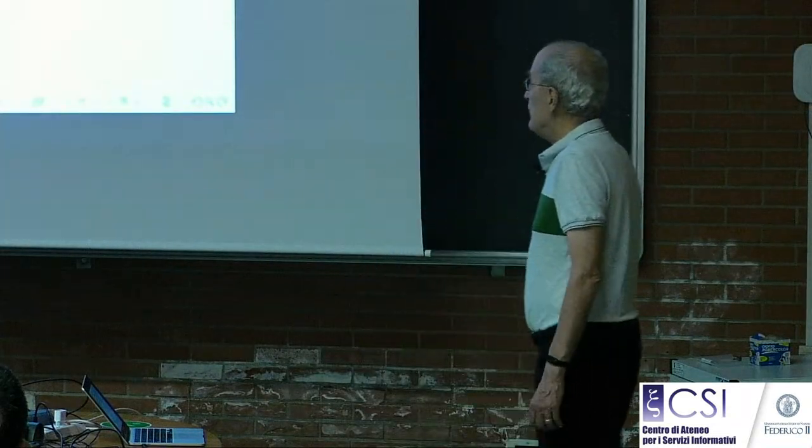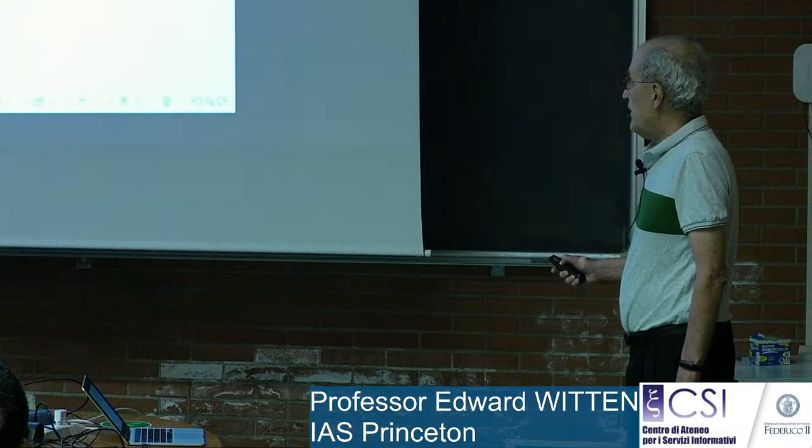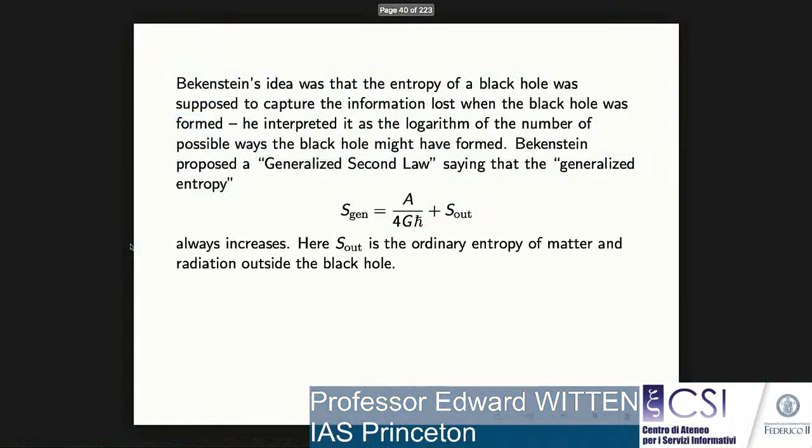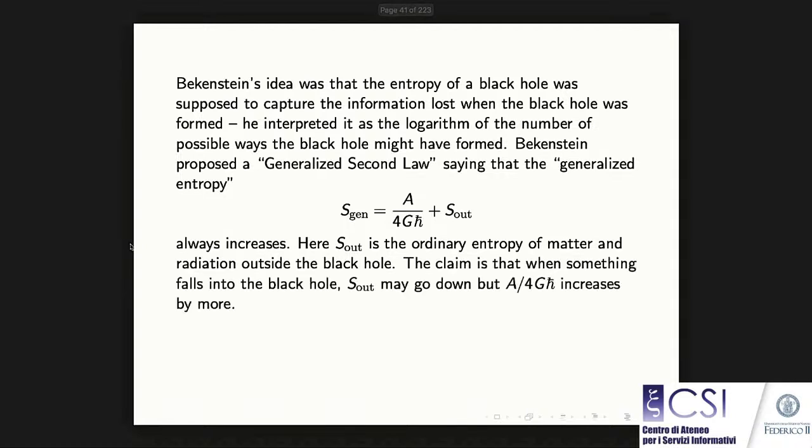Bekenstein proposed a generalized second law saying that the generalized entropy, the area over 4G h bar plus the entropy outside the black hole, was supposed to obey the second law. In other words, according to Bekenstein, the quantity that always increases is not ordinary entropy, but it's black hole area plus ordinary entropy. So S out here was the ordinary entropy of matter and radiation outside the black hole. So the claim is that when something falls into the black hole, S out may go down, but A over 4G h bar increases by more.